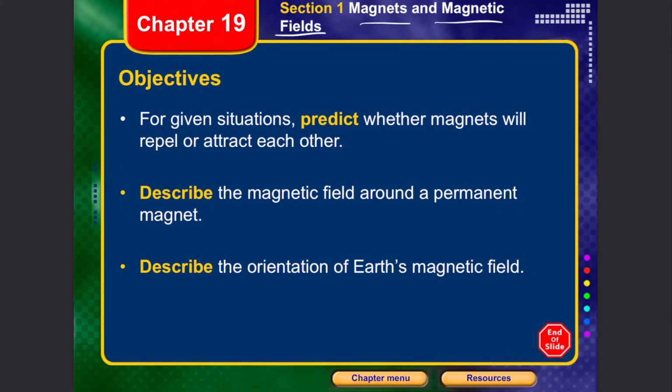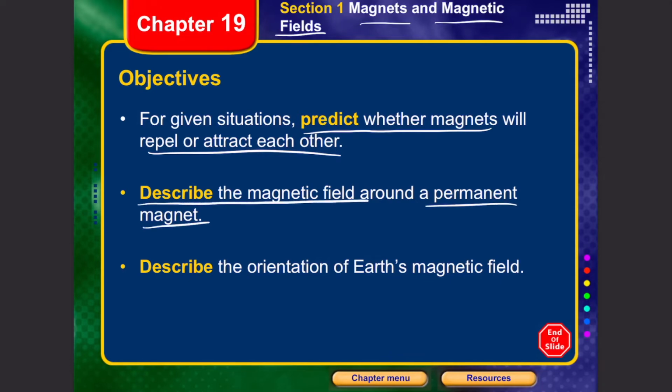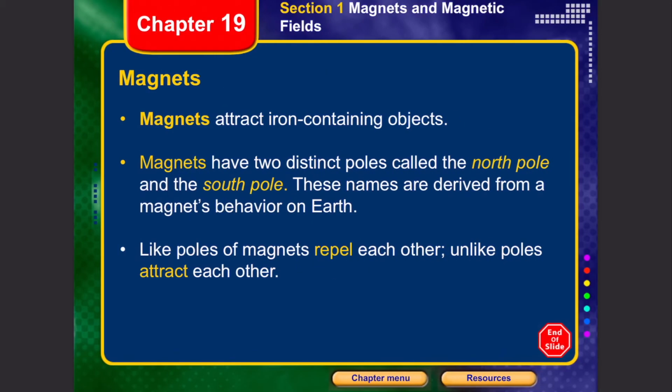After you complete this section, you should be able to predict whether magnets will repel or attract each other. You should also be able to describe the magnetic field around a permanent magnet, and you should also be able to describe the orientation of the Earth's magnetic field. So let's start with magnets.